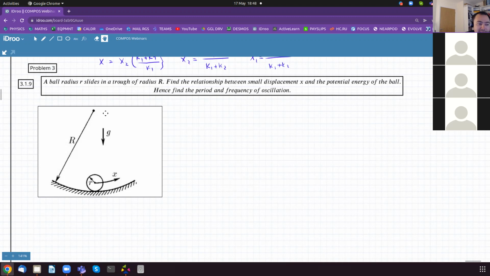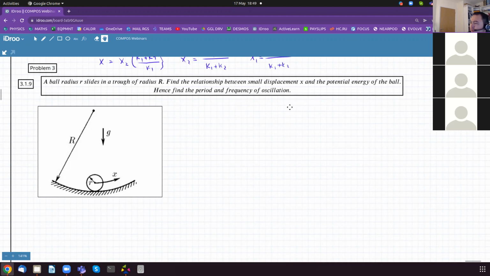A ball of radius r slides in a trough of radius R. So here we can see that if the ball rolls up, the normal force will return it to the original position. So if we let go, the ball will oscillate as it does. Okay, so find the relationship between small displacement x and the potential energy of the ball.